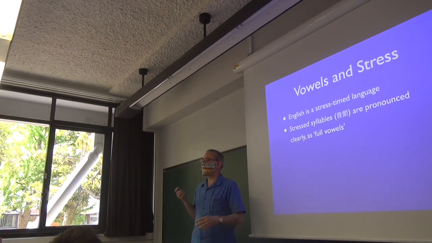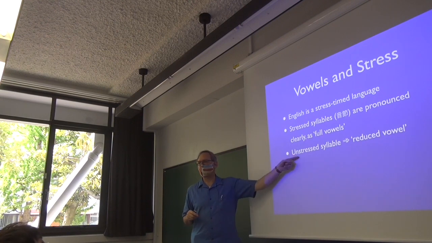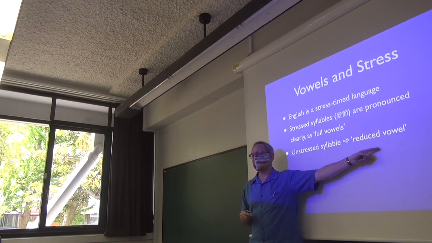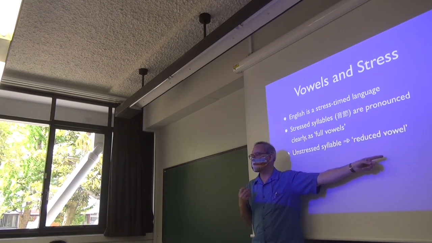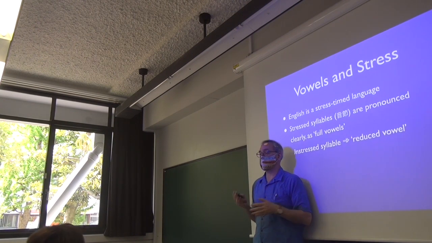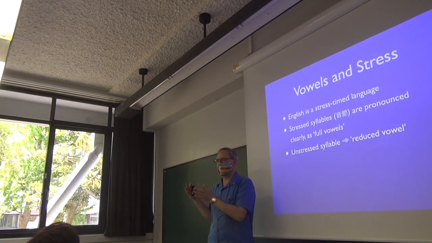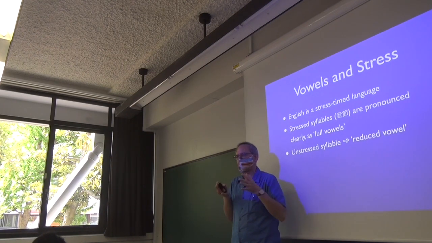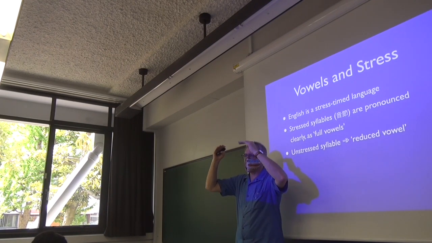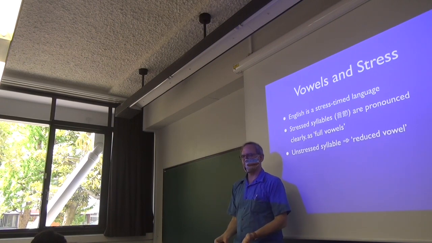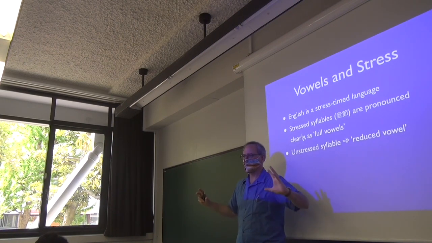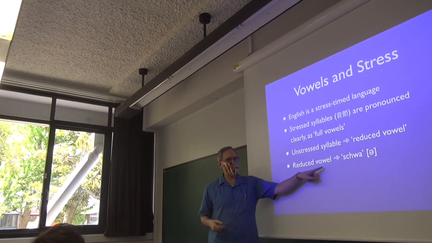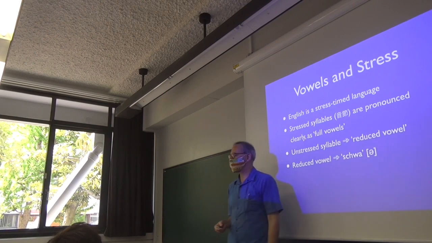The point is, when they're unstressed, we have what's called a reduced vowel. The process is known as vowel reduction. We reduce the movement of the tongue. So instead of making it a front vowel, it's not front. Instead of making it a back vowel, it's not back. Instead of making it a high vowel, it's not high. And instead of being a low vowel, it's not low. We reduce the movement of the tongue to create this, and the result is always schwa.